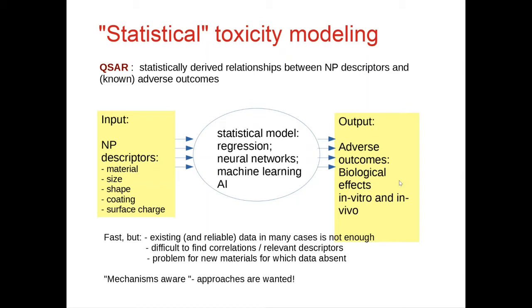The problem with the statistical approach is that in many cases data, and especially reliable data, are not enough. It might also be difficult to find correlations between input parameters and outcomes, because we have a very long chain of events from the first contact of the nanomaterial with the organism to adverse outcomes. Essentially, statistical models do not provide information about the mechanism, how it goes on the whole way. A problem especially comes if we have new materials for which data are absent. That is why mechanism-aware approaches are very much wanted.